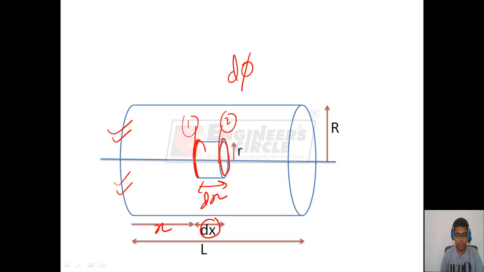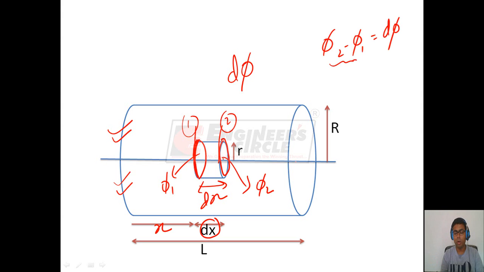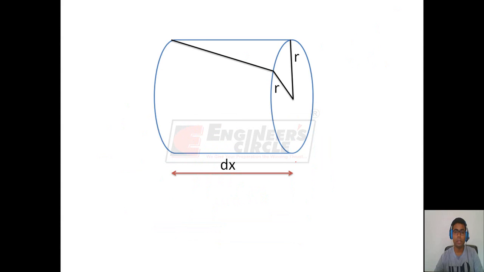So if this cross section has twisted by say phi 1 and this cross section has twisted by say phi 2, then phi 2 minus phi 1 will be equal to d phi. That is, this change in twisting of cross sections 1 and 2 will be small, because these cross sections are near to each other, having a distance of only dx between them. Consider this differential part of the shaft of length dx.